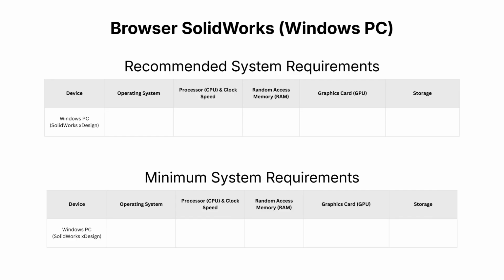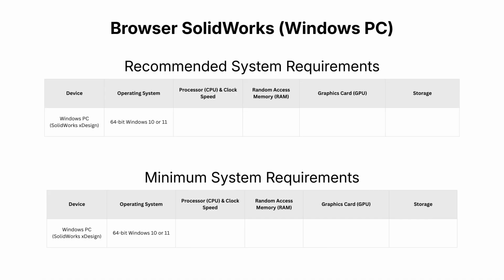When it comes to Windows PCs for xDesign, you want to make sure that you are also using 64-bit versions of Windows 10 or 11. Again, Windows 11 if you want to be able to run the latest 2026 version. For the processor, you minimally want either an Intel Core i3 or Ryzen 3 with a base clock speed of 2.8 GHz. Ideally though, you'd want an Intel Core i5 or Ryzen 5 with a base clock speed of anywhere between 3 to 3.5 GHz.